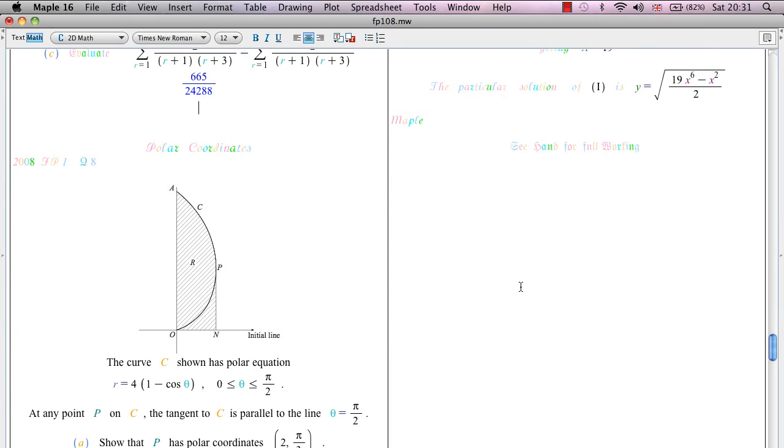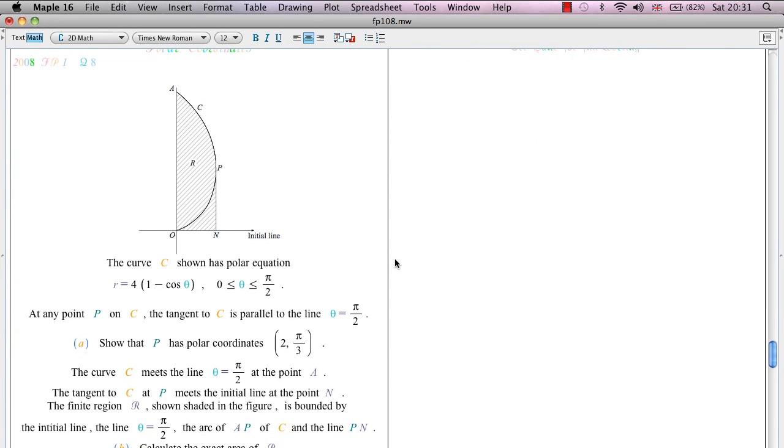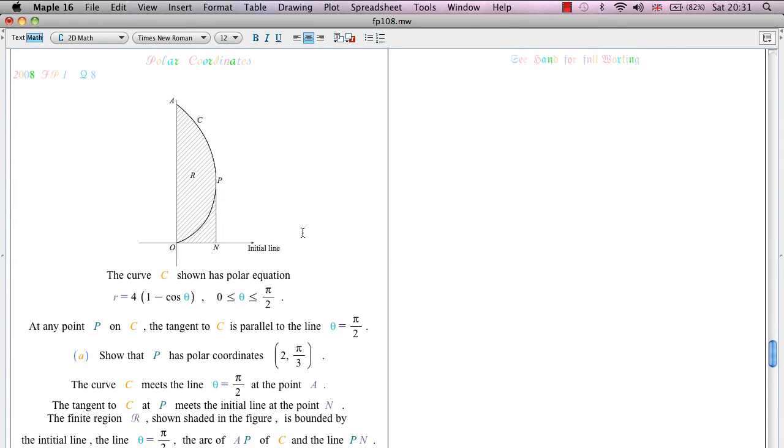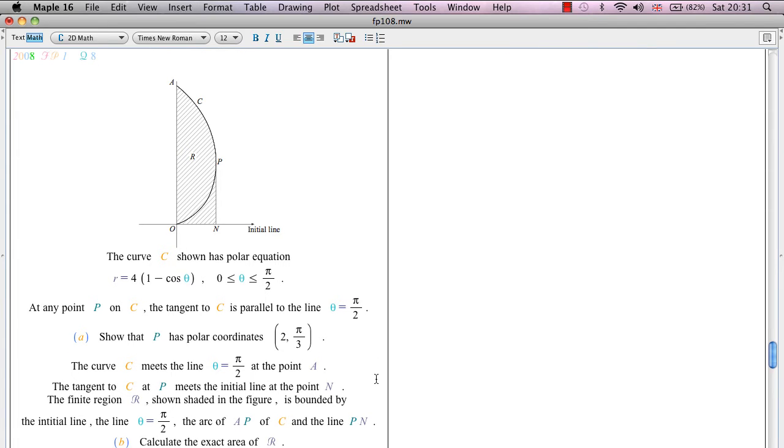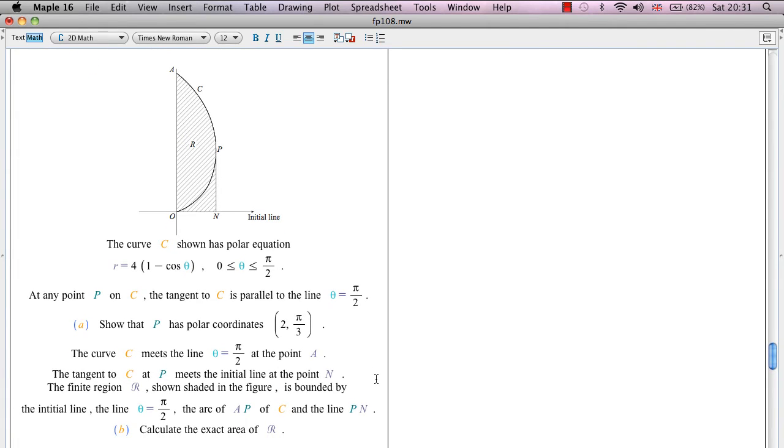Final question in this paper, question 8. Polar coordinates. To show that the point P has polar coordinates 2, pi over 3, and to find the exact area of the shaded region in B.